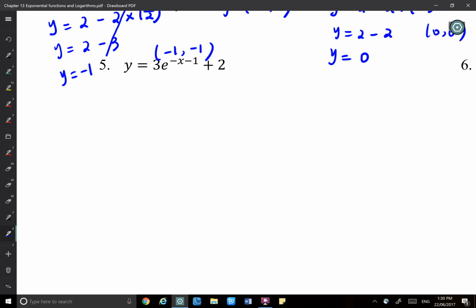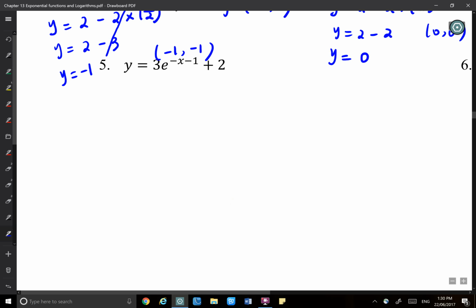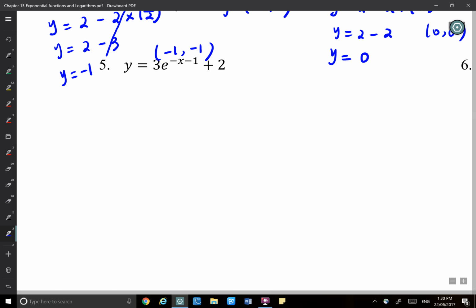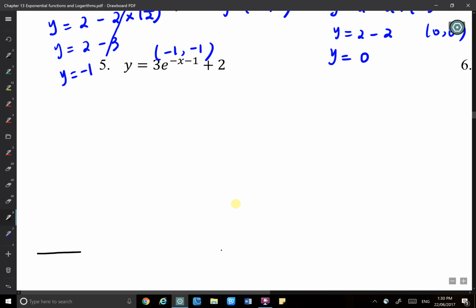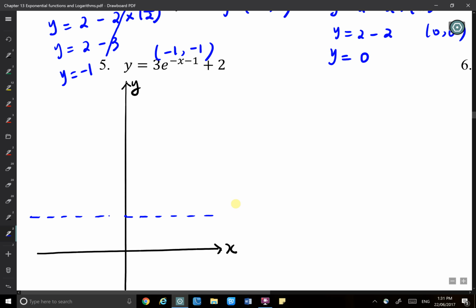Okay, example 5. In example 5, we have base e. So base e is just a number. It's just 2.7 something. Okay, I don't know exactly, but like 2.7. So what I can do is sketch the x-y axis first. And then I will say 2 is the constant. I'll have 2 here. Okay, y equals 2.